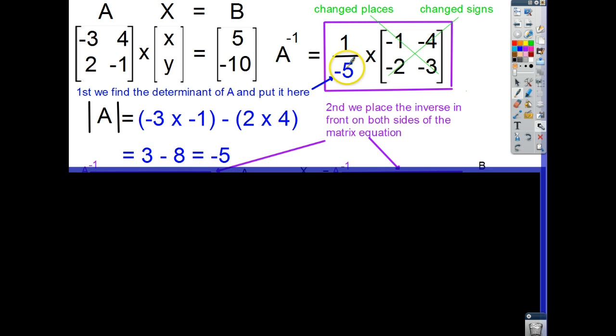So we put negative 5 under here, and that completes this fraction. Okay, and if you need to go back and look at earlier lessons about how to find the inverse, they can be found on YouTube as well.